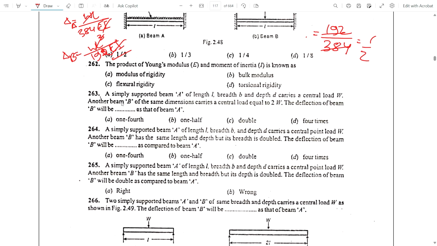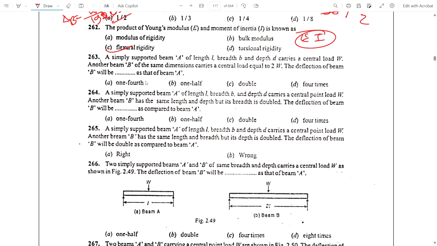Okay, now question number 262. The product of E, Young's modulus, and moment of inertia I is known as the flexural rigidity. Okay, now coming to 263.